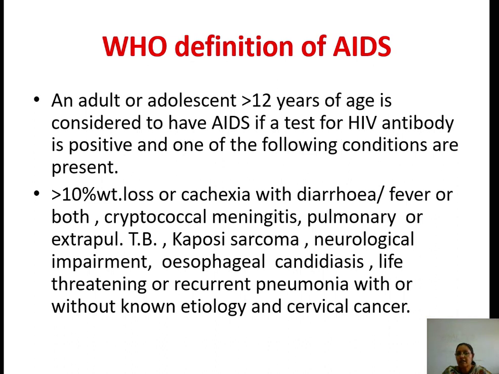What are these conditions? There may be any one of these: more than 10% weight loss or cachexia with diarrhea, fever or both, or cryptococcal meningitis, or pulmonary or extrapulmonary tuberculosis, or Kaposi's sarcoma, or neurological impairment, or esophageal candidiasis, or life-threatening or recurrent pneumonia with or without known etiology, and cervical cancer. If any of these conditions persist with this, then it will be a case of AIDS.